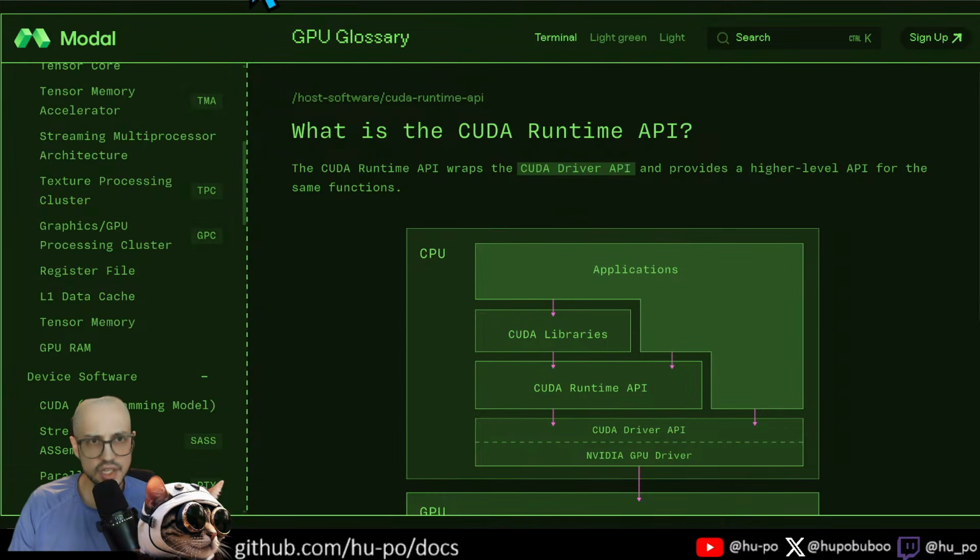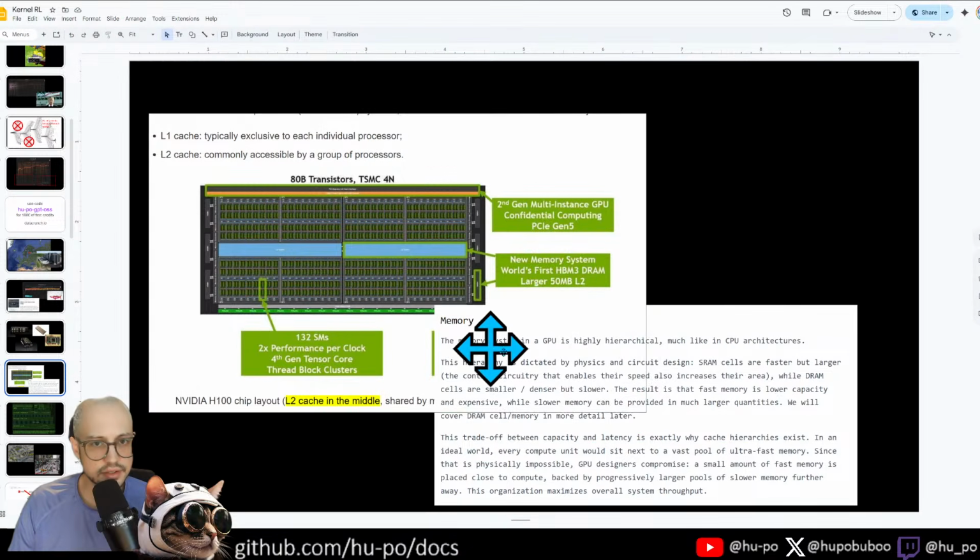But the memory in a GPU is highly hierarchical, much like in CPU architectures. The hierarchy is dictated by physics and circuit design. SRAM cells are faster but larger, while DRAM cells are smaller and denser but slower. The result is that fast memory is lower capacity and expensive, while slower memory can be provided in much larger quantities. This fundamental trade-off between capacity and latency is why cache hierarchies exist.